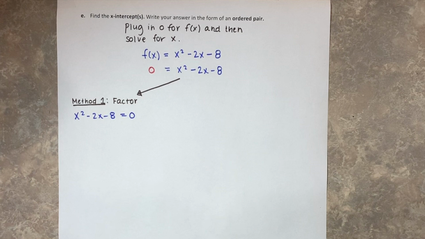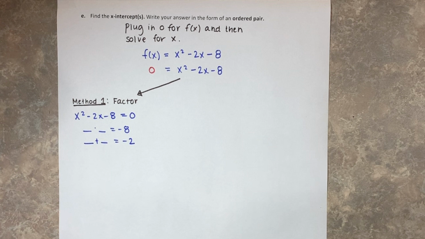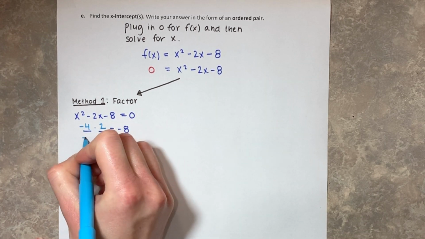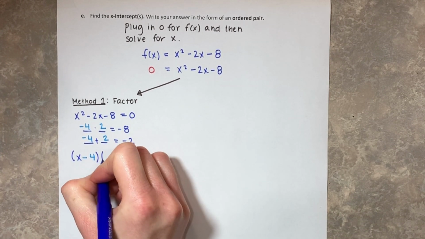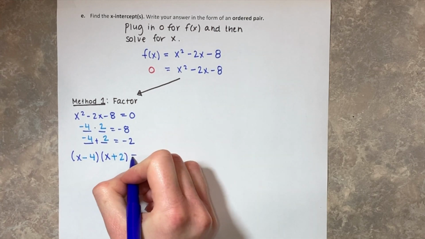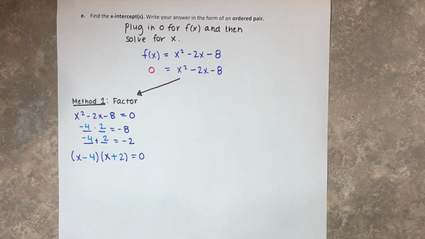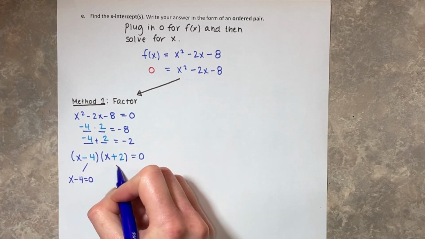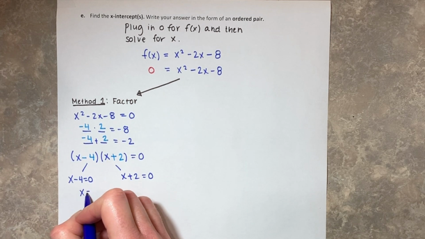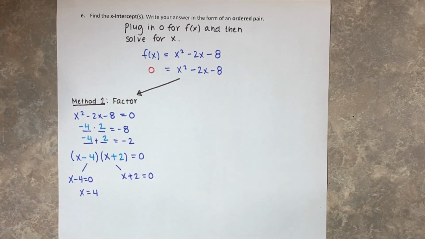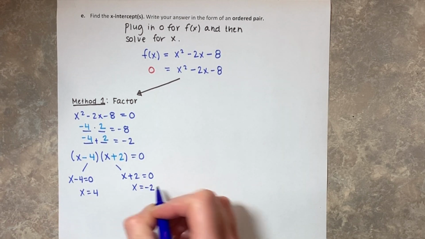Now we need to find 2 numbers that multiply to give us -8, and we need those same 2 numbers to add to give us a -2. And the 2 numbers that work there are -4 and +2. So we can now factor this. And then in order to solve this, we just set each factor equal to 0. And if we solve this, we'll be left with x is equal to 4. And if we solve this, we'll be left with x is equal to -2.